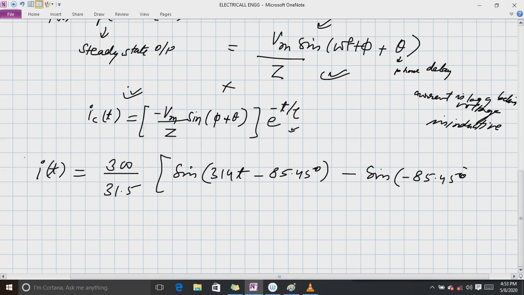Transient will never die if there is no e raised to the power minus t over L by R. This thing is very important for transient. Now this is the expression of current which is asked for.